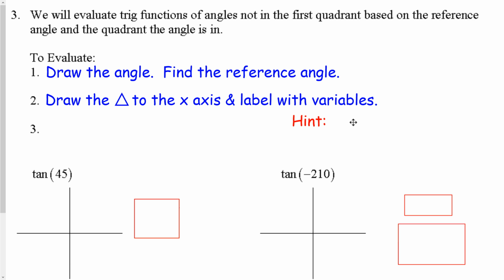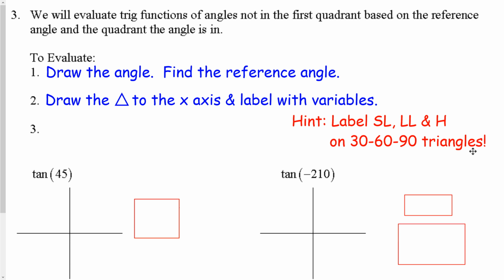One hint, or one suggestion: if you have a 30, 60, 90 triangle, whether it's in degrees or radians, doesn't matter, it might not be a bad idea to label the short leg, long leg, and hypotenuse as a little helpful tool for yourself.